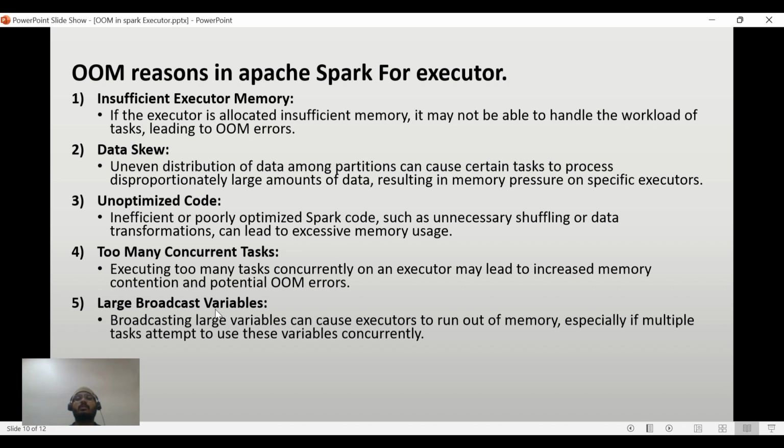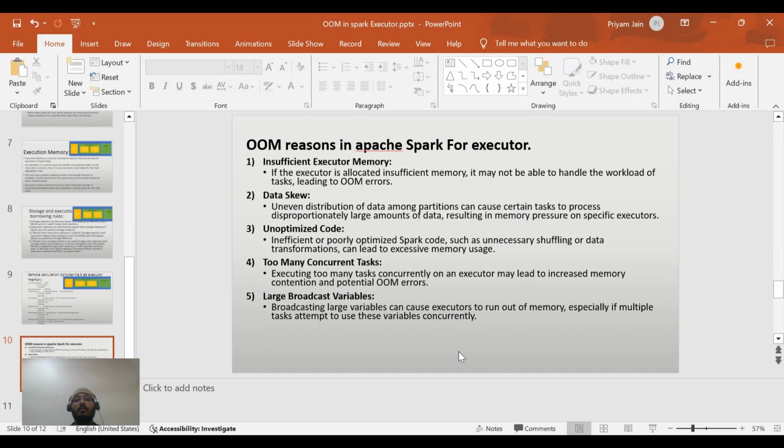Too many concurrent tasks running in the executor memory may also lead to it. Then a large broadcast, which we already discussed: if a large variable is broadcasted into the executors, then it may cause out of memory. Now let us discuss the second point, data skew.